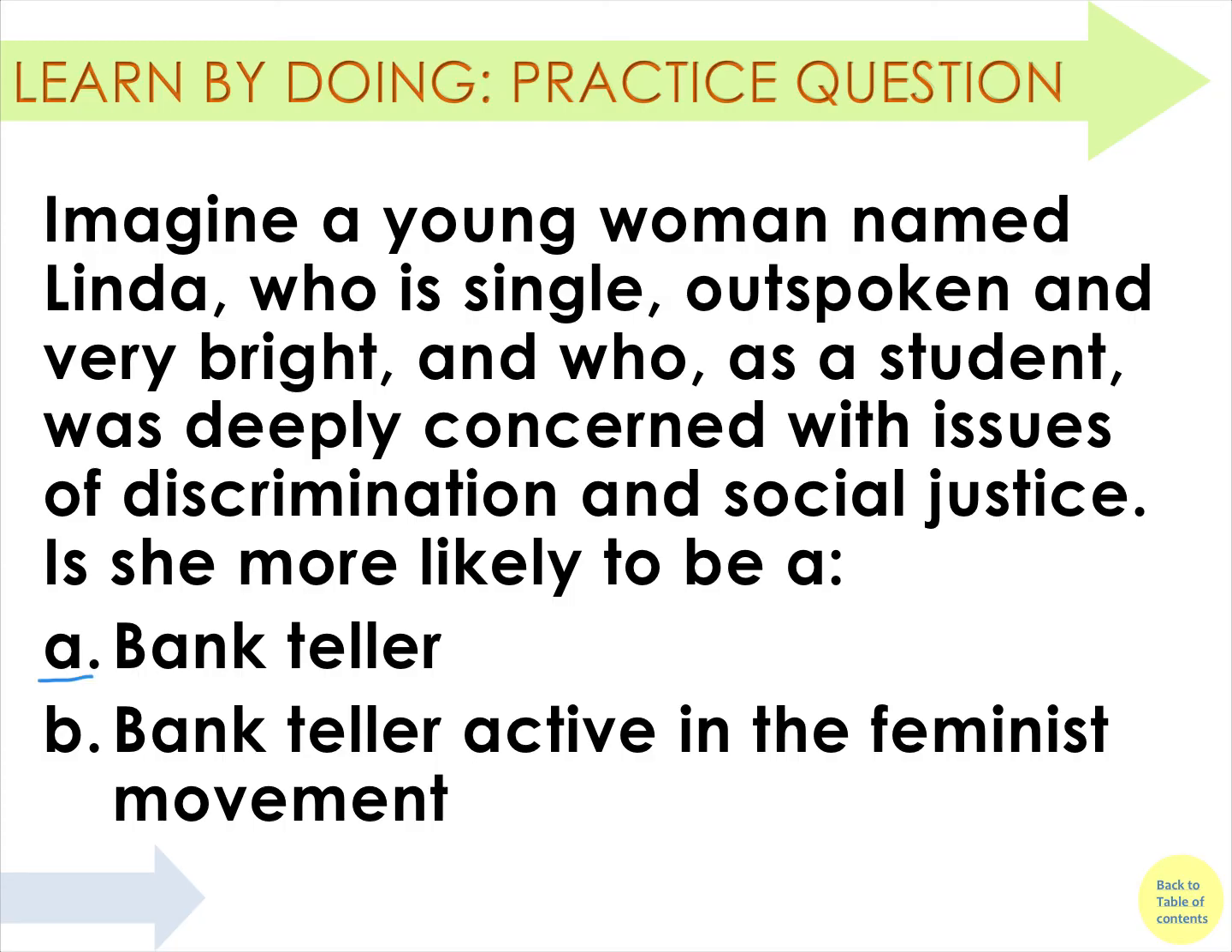Most people say B, bank teller active in the feminist movement, but that is incorrect. B, by definition, is a subset of A. All bank tellers are in the bigger outer circle, and bank tellers active in the feminist movement are obviously a subset of that, and so they're a smaller group. So it's mathematically impossible for B to be the correct answer. And yet, what are we doing? We're matching patterns. We're saying, oh, she looks like an activist, and I'm going to put her in the activist group without thinking about the mathematical probability.